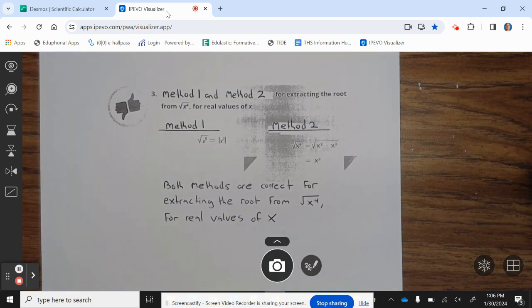Method 1 and method 2 for extracting the root from square root of x to the 4th power for real values of x. Method 1, the square root of x to the 4th equals the absolute value of x squared. Method 2, square root of x to the 4th equals the square root of x squared times x squared, which equals x squared. Both methods are correct for extracting the root from square root of x to the 4th for real values of x.